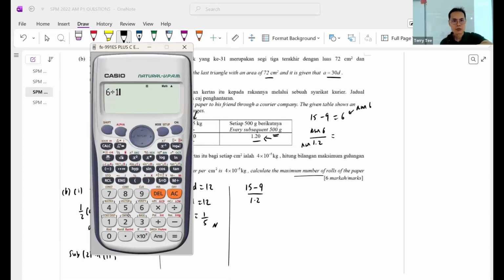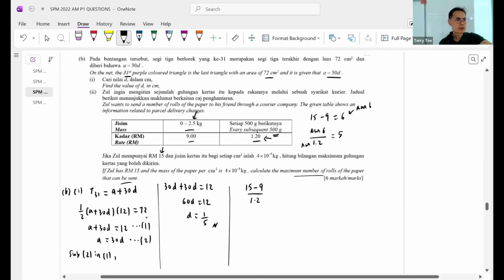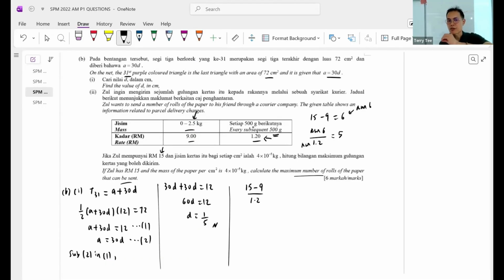6 divided by 1.2. Should I say 5? 5, right? Am I right? 5? Okay, that means you can send another 5 of 500. Now I know it sounds a bit confusing. This one is 5. That means how many kg can you send?